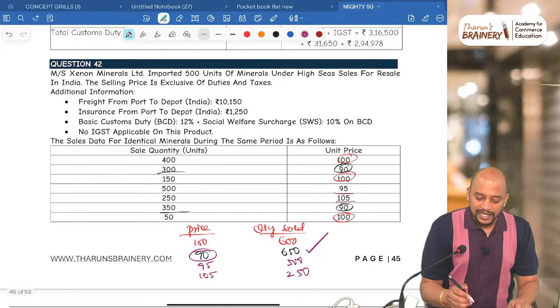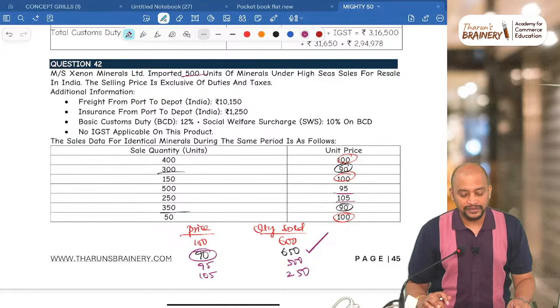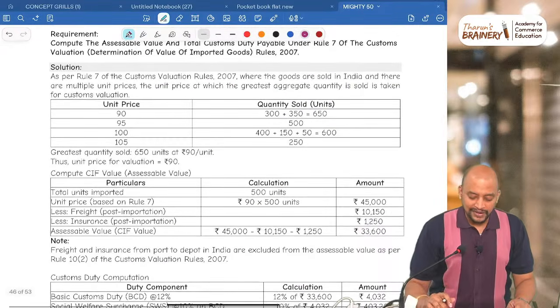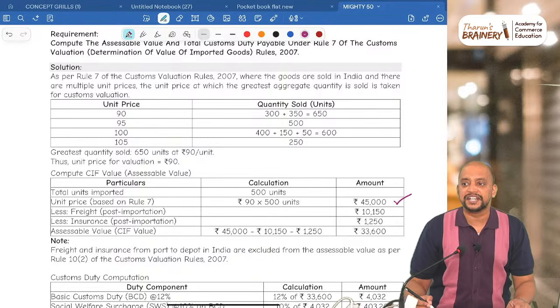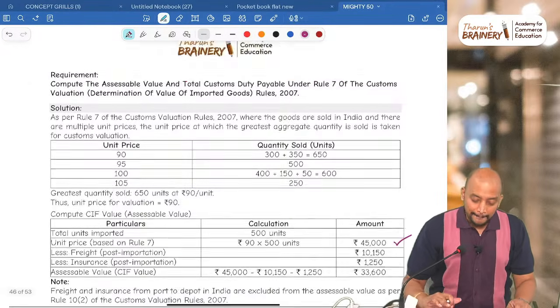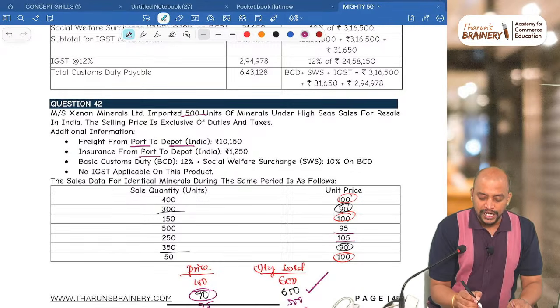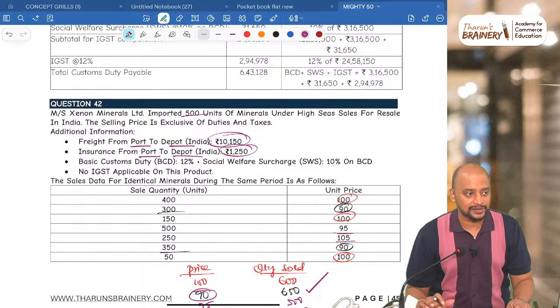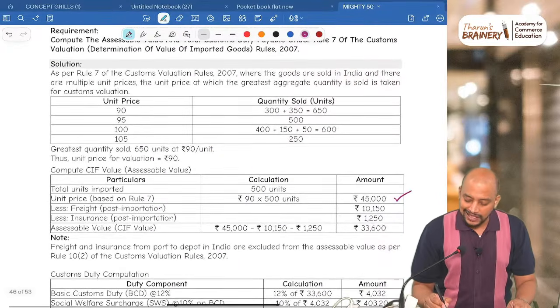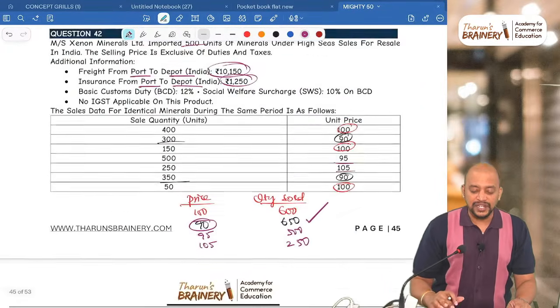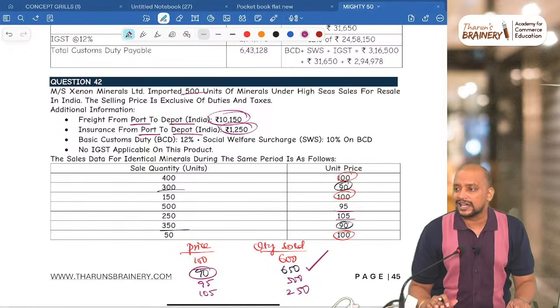90 into 650, how much? 58,500 will be taken as the unit price at which greatest aggregate quantity is sold, minus post importation expenses, port to depot, insurance from port to depot, 10,150 and 1,250. How much? 33,600. But this will include customs duty also, correct?